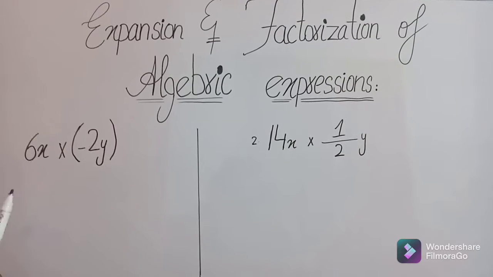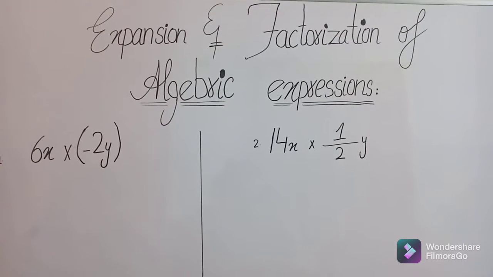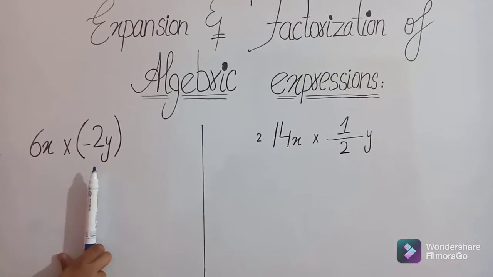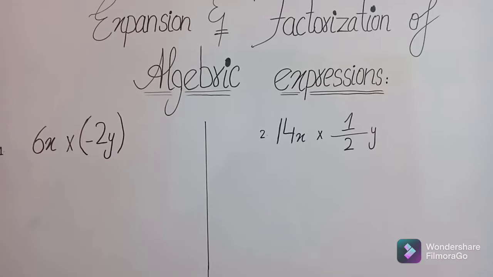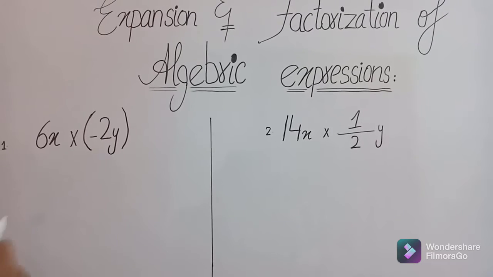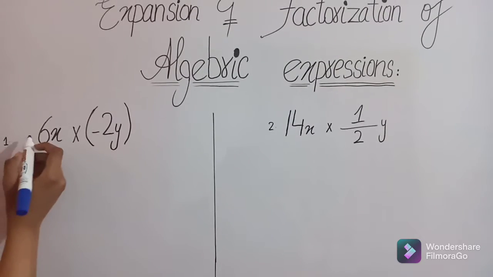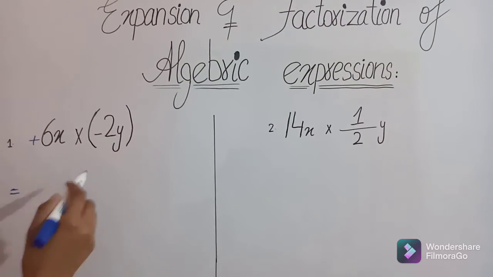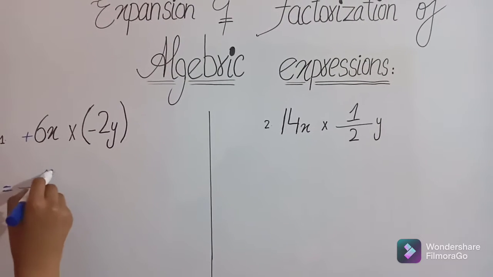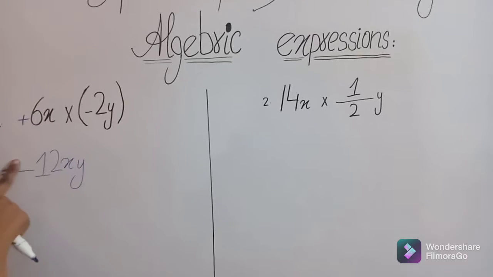It is 6x multiplied by minus 2y. This x and this y are variables. The variable of this value is x and the variable of this value is y. 6 and 2 are constants. So 6x multiplied by minus 2y, let's solve it. We're going to start solving math always with the equal sign. This is plus and this is minus. So plus, as we know, plus minus is minus. 6 2s are 12, x and y. This is our answer.